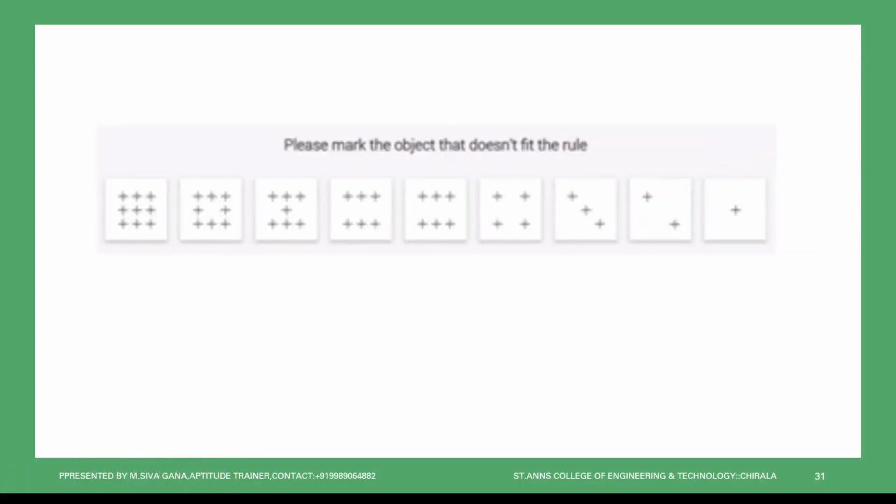So pluses are given. Now let us count the number of pluses. This is 9 plus signs, this is 8, this is 7 pluses, this is 6 pluses, this is 6 pluses, this is 4 pluses, this is 3 plus signs, this is 2 plus signs, this is 1 plus sign. This is not fit in that rule because here there must be 5 plus signs, right? So this is the answer for this particular question. That is not fitting that rule.